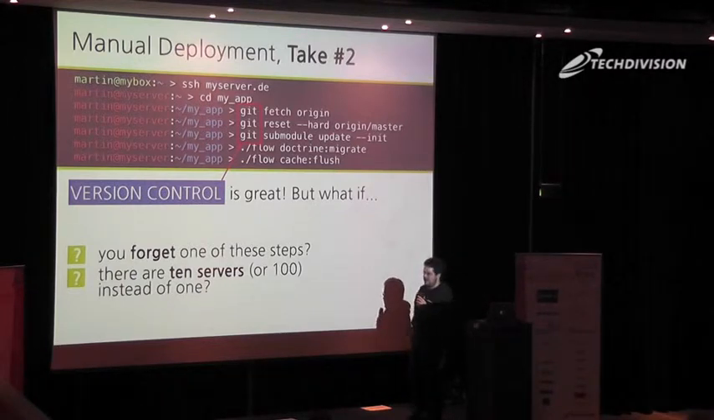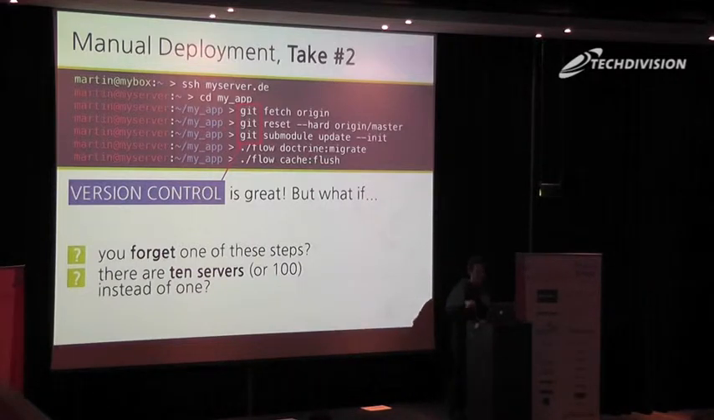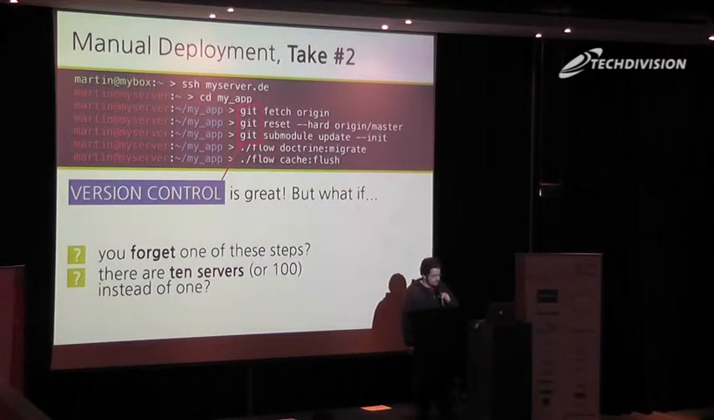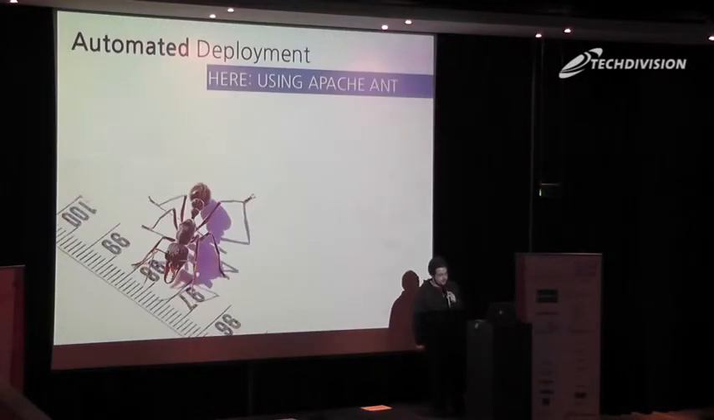And the probability of making errors when doing such a manual deployment, of course, even increases when you don't deploy your software to just one target node, but when you have a larger scale application where you have maybe 2, 4, 10, or in extreme edge cases, even more servers. So what I did then was switching to automated deployments. We used Apache Ant for a time.